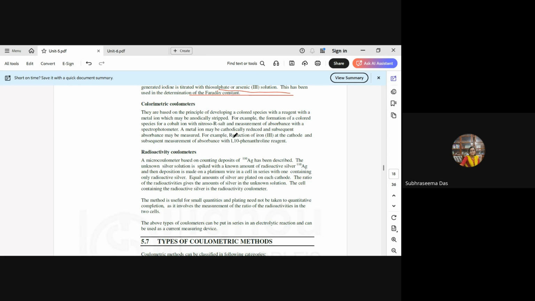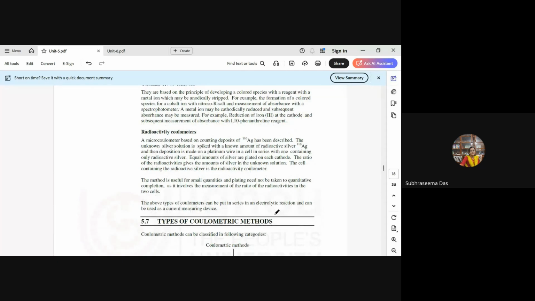Then coming to radioactivity coulometers, a microcoulometer that is based on counting deposits of silver 110 has been described. The unknown silver solution is spiked with a known amount of radioactive silver 110, and then it is made to deposit on a platinum wire where one part contains only the radioactive silver. Equal amounts of silver are plated on each electrode. The ratio of the radioactivities gives the amount of silver in the unknown solution. So this method is useful for determination of very small quantities.